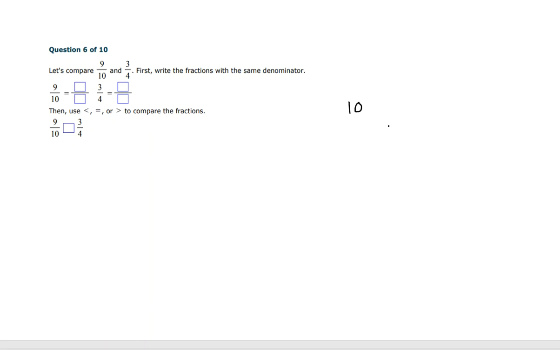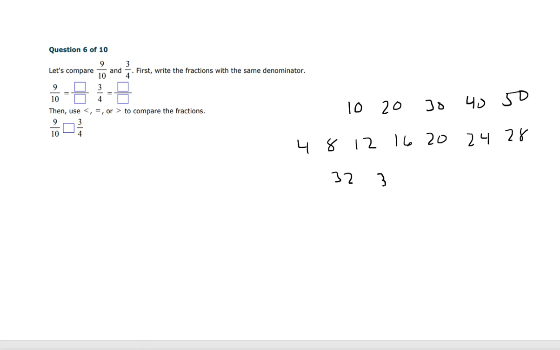So if I take 10 and I count by tens, 10, 20, 30, 40, 50, that's going to be far enough. And then I count by fours, 4, 8, 12, 16, 20, 24, 28, 32, 36, 40. Oh, I found it. Okay, this is the smallest multiple that they have in common. It's the least common multiple. That's our common denominator. So our common denominator would be 40.